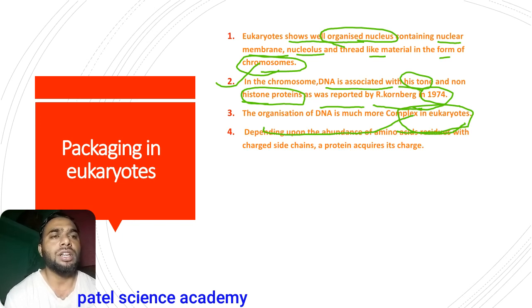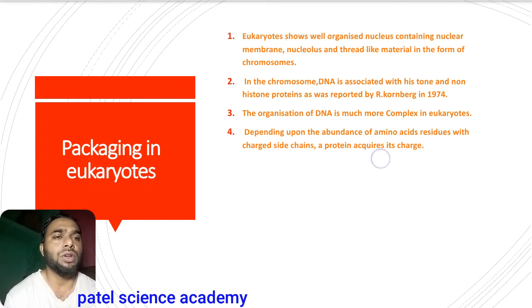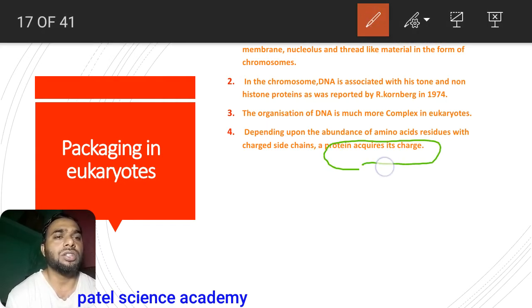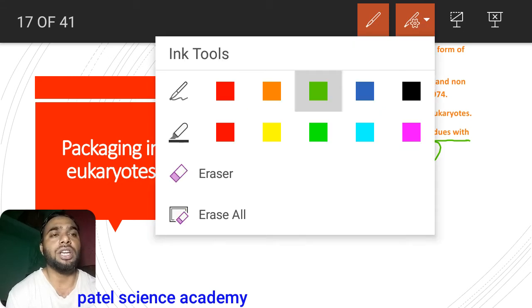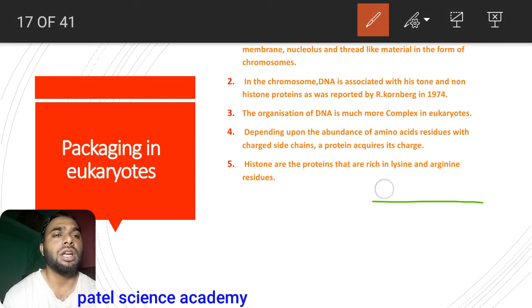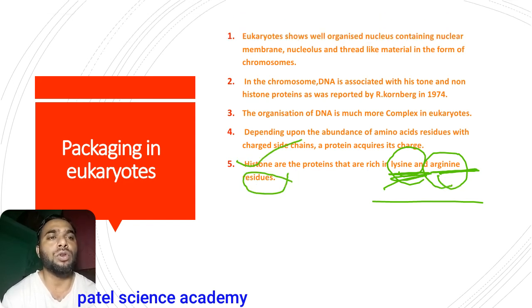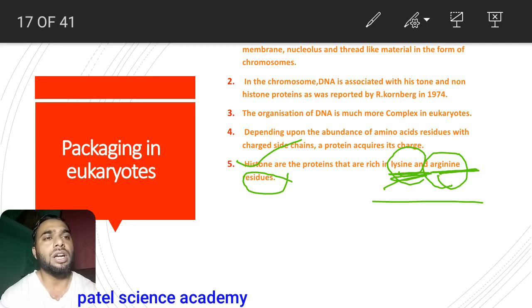The next point, dear students: depending upon the abundance of the amino acid residues with the charged side chain, a protein acquires its charge. So it depends upon the abundance of the amino acid residues with the charged side chain. Dear students, the next point in this topic is regarding the histone protein. These histone proteins are rich in two amino acid residues. What are the names of those two amino acid residues? Number one is lysine and number two is arginine. These are the two amino acid residues which are richly present in the histone protein. And this packaging of DNA is totally regarding the histone protein.